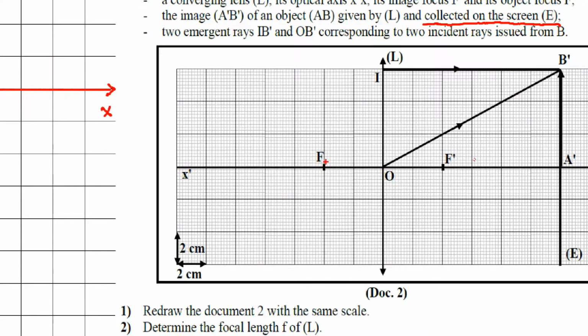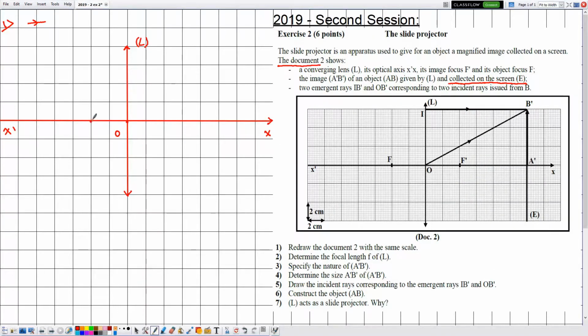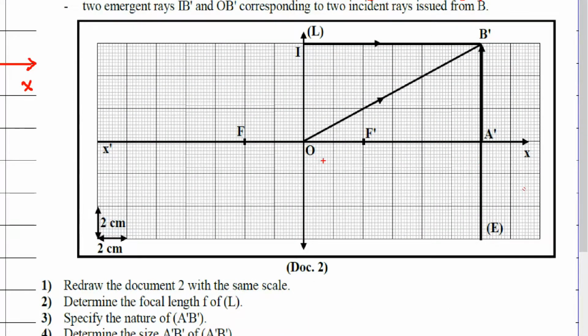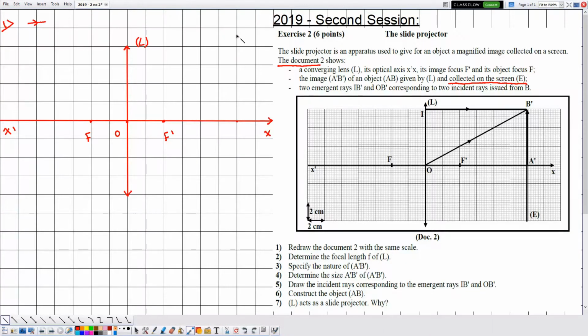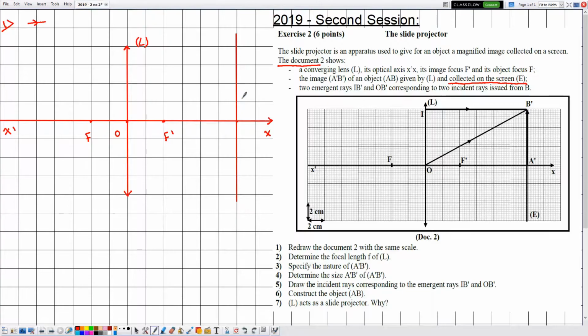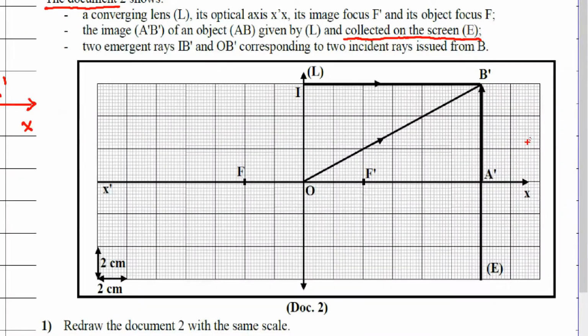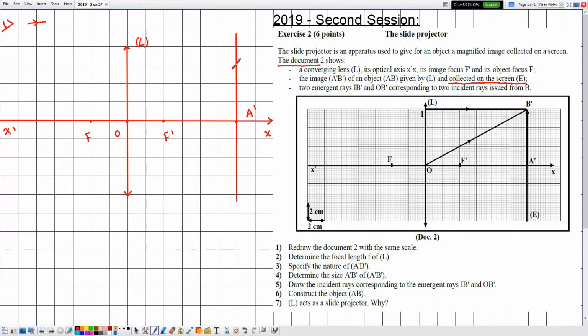Now the object focus f is located 2 divisions in front of the lens, and f prime, the image focus, is the symmetric of f with respect to O. Moreover, the screen E is located 1, 2, 3, 4, 5, 6 divisions behind the lens. The screen E is perpendicular to the optical axis. And the point A prime is the intersection between the optical axis and the screen E. Now the point B prime is located 1, 2, 3 divisions above the point A prime.